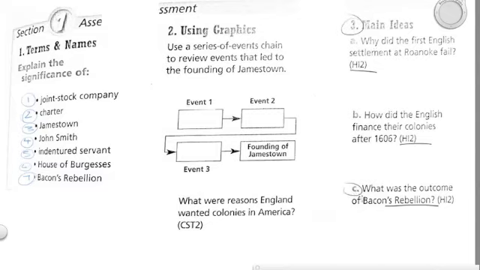3C. What was the outcome of Bacon's Rebellion? Now, Bacon's Rebellion is very crucial to understand. So the king appointed a new governor, and the House of Burgesses passed laws to prevent a royal governor from assuming too much power, which is a step toward self-government. So, key words in this answer are going to be self-government and also the House of Burgesses. And then we will connect the dots.